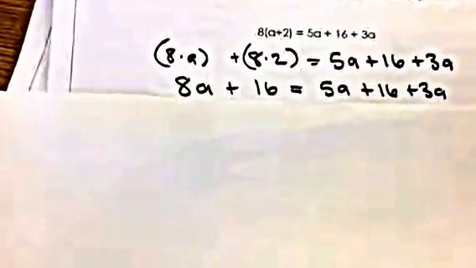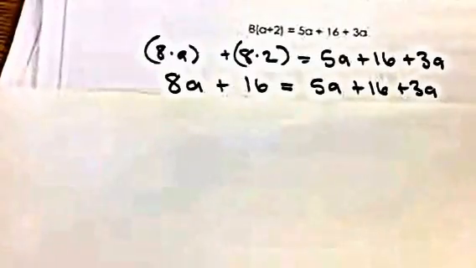So what's going to happen is we have this problem here: 8 times (a plus 2) equals 5a plus 16 plus 3a. When we solve this problem, the first step that we're definitely going to do is the distributive property. And then from there, we're going to simplify.